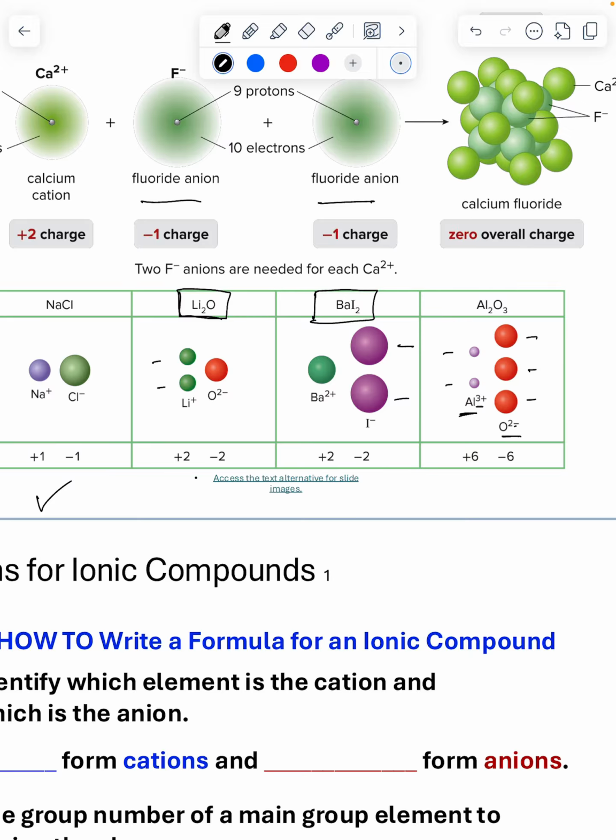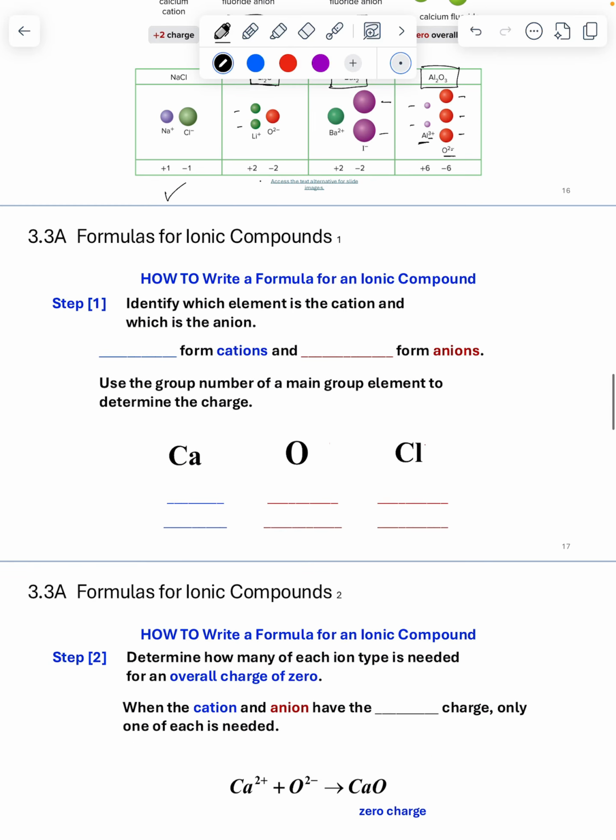All right, let's go into a little bit more detail about how to write ionic formulas. The first thing it says to do is to identify which atom is the cation and which atom is the anion. So just a reminder, metals always form cations and nonmetals always form anions. And once we've identified the cation, then we want to use the group number to determine the charge. And so let's practice that.